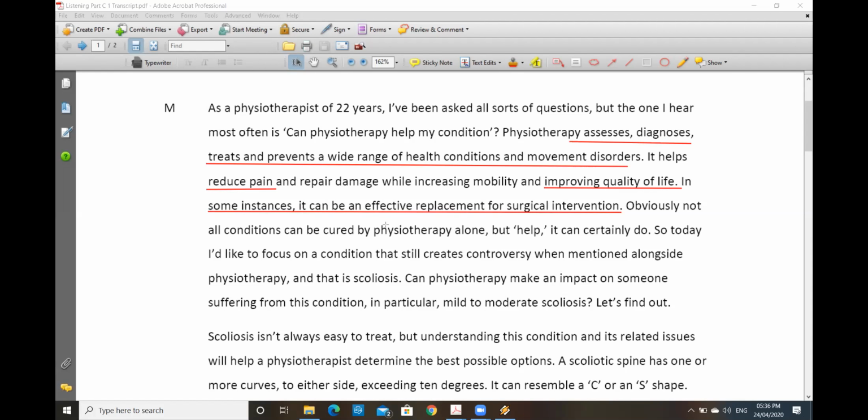So he was not saying that every time it can be an effective replacement for surgical intervention, only in some instances, but obviously not all conditions, he made it clear, can be cured by physiotherapy alone. Help it can certainly do. So he himself accepted the fact that it is just a complementary therapy and not all conditions can be cured just by physiotherapy. So A is not the correct answer here. In fact, B is the correct answer.